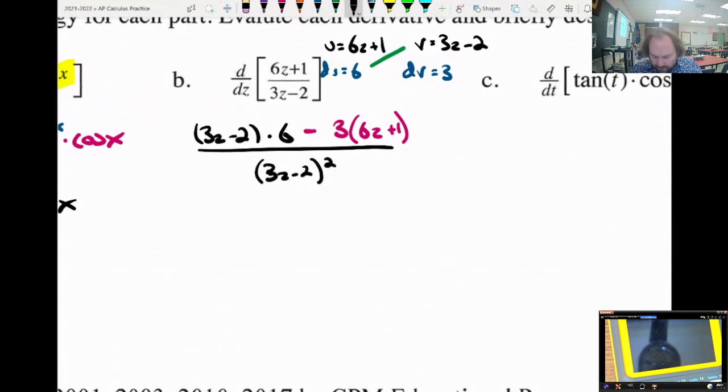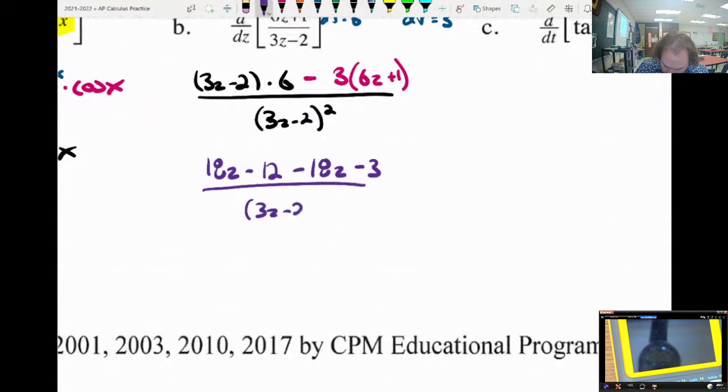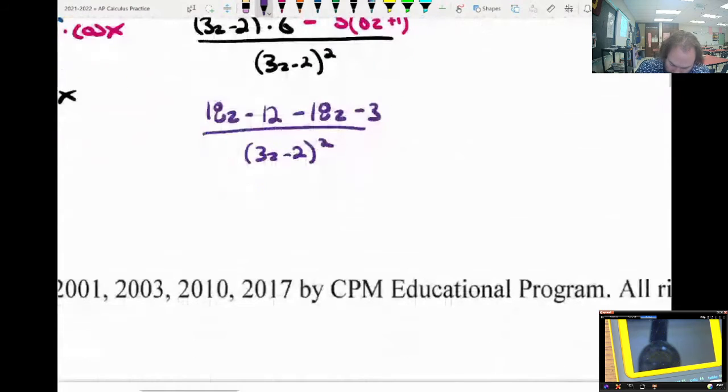Honestly, I would walk away from this, but let's talk about how to simplify it. It's not too tough to do. You'd have 18z minus 12 minus 18z minus 3. Look at that, the 18z's cancel out. That's kind of groovy. Over 3z minus 2 squared. So the 18z's actually go away, and you end up with negative 15 over 3z minus 2 squared.